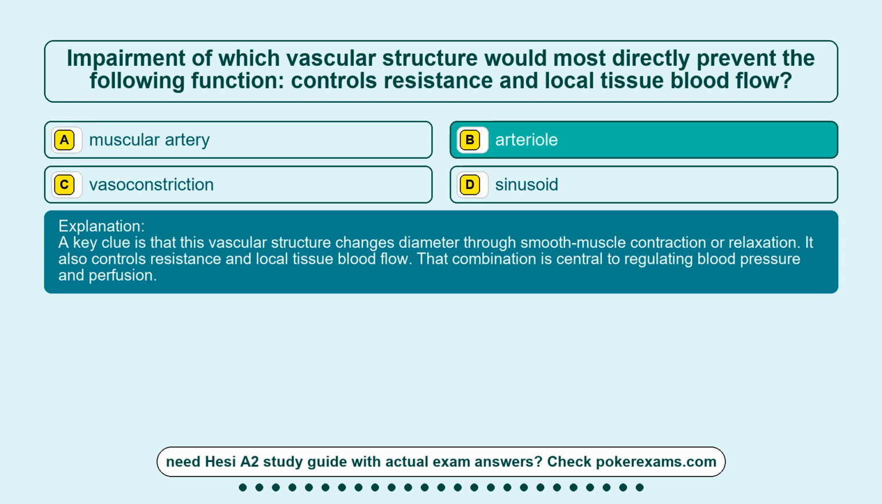A key clue is that this vascular structure changes diameter through smooth-muscle contraction or relaxation. It also controls resistance and local tissue blood flow. That combination is central to regulating blood pressure and perfusion.